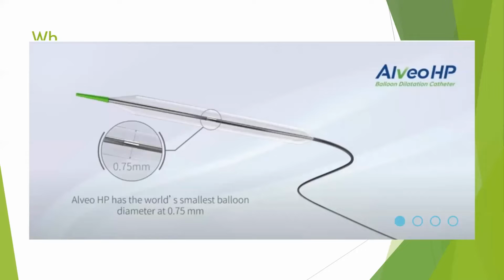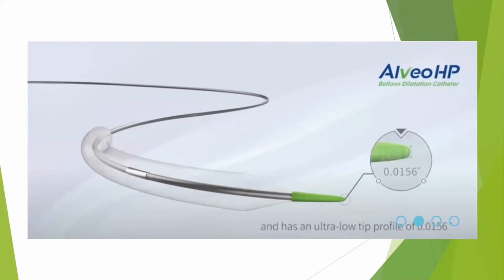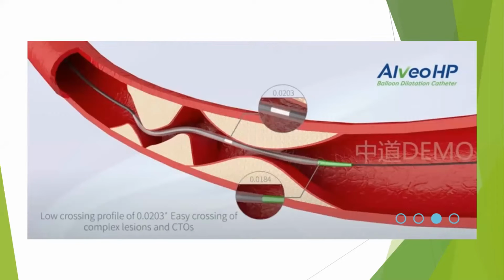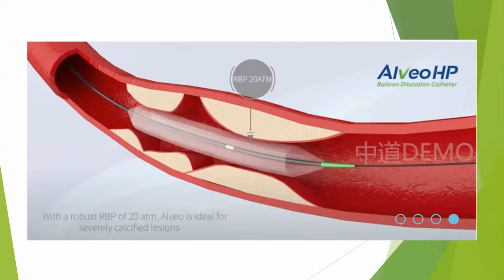I'm not going to talk much about this because everyone has talked about the new features of the Alveo HP 0.75, the ultra low tip profile, and how it can easily cross those complex lesions and help prepare them for further dilatation and hopefully stent implantation.